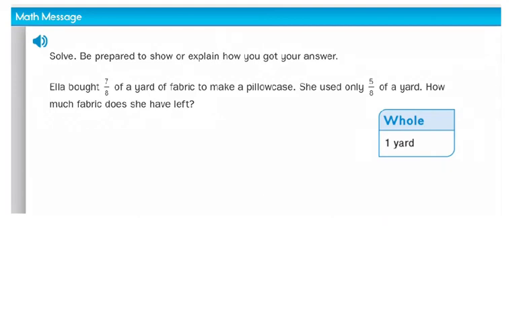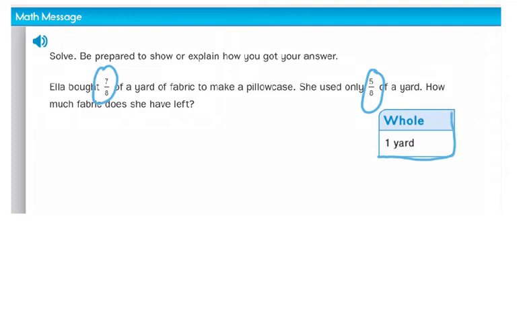It says solve. Be prepared to show or explain how you got your answer. Ella bought 7/8 of a yard of fabric to make a pillowcase. She used only 5/8 of a yard. How much fabric does she have left?